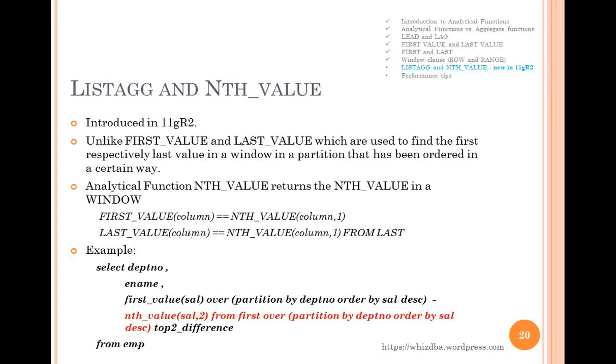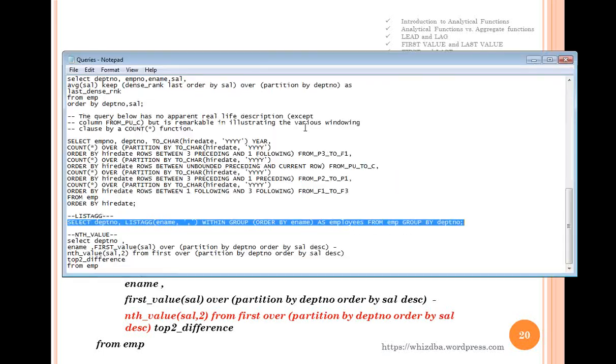So nth value can also be used to display the first and last values by putting in values like nth value of column name comma 1, or nth value of column comma 1 from last. So this also helps in achieving the first value and the last value. It's a more generic form of first value and last value. I will demonstrate this with the help of an example.